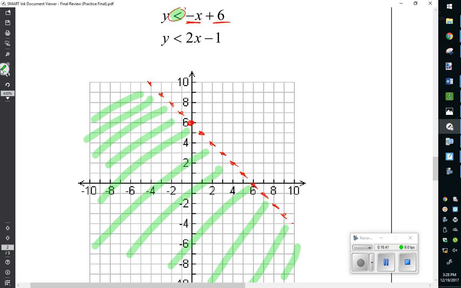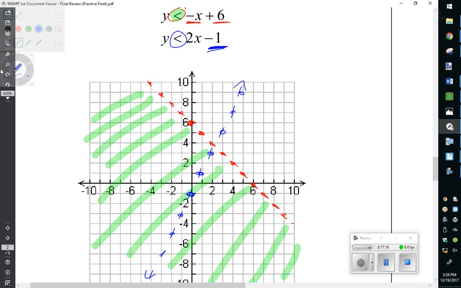Now let's graph the other line. The other line says y is less than 2x minus 1. So I'm going to start at negative 1 for my y-intercept. My slope is a positive 2, so I'm going to go up 2, right 1, up 2, right 1, up 2, right 1, up 2, right 1, and so on. Again, it is a less than sign, not equal to. So I'm going to make a dashed line here. Dashed line right there. There's my line.